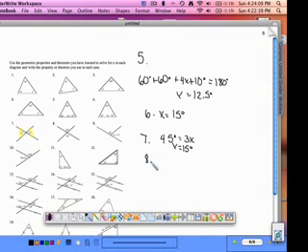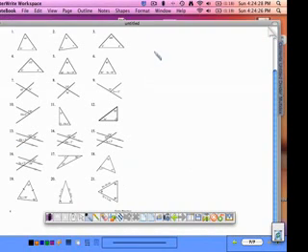For number 8, the correct answer is x is equal to 25 degrees. You may pause the video and do problems 7 and 8 now. Numbers 9 and 10 involve supplementary angles. These two angles form a straight line, so they have a sum of 180 degrees.